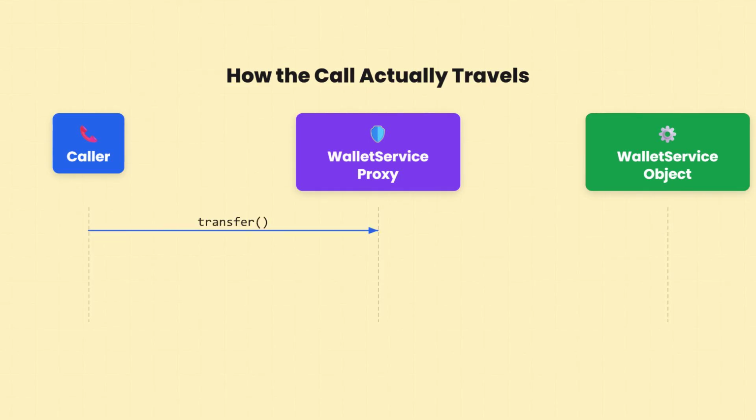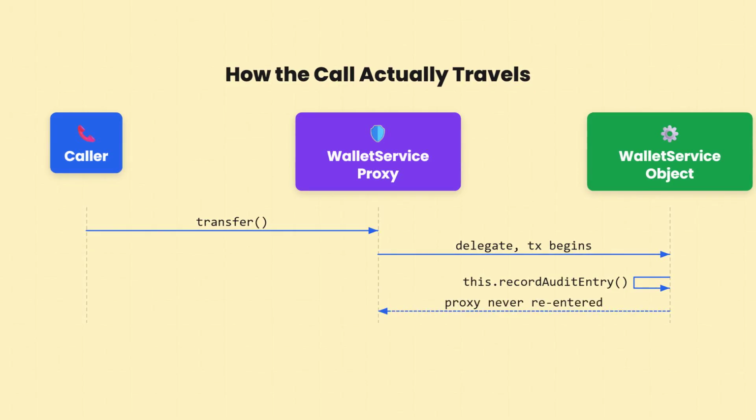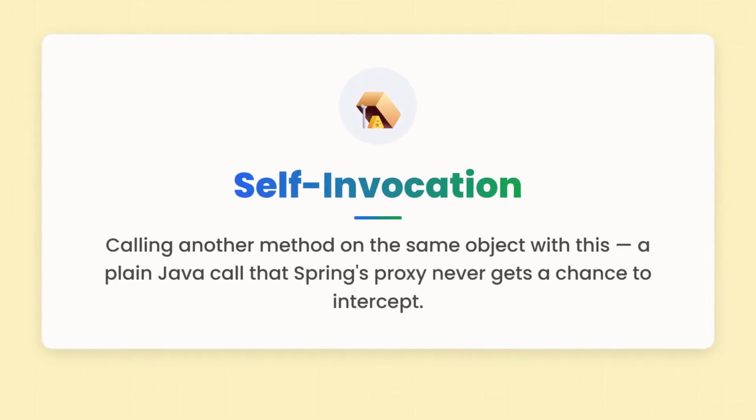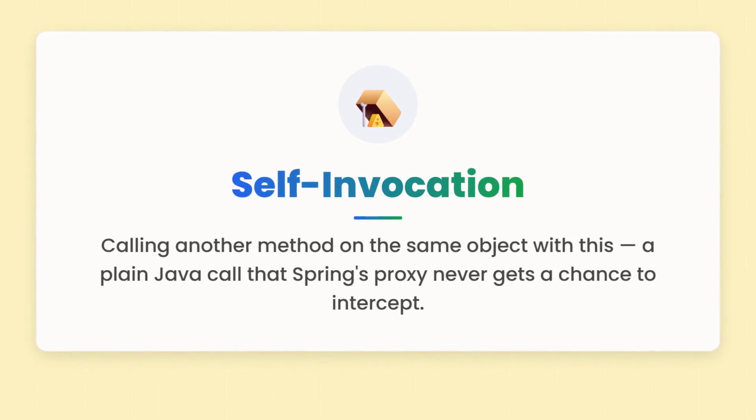The caller invokes transfer, and that call reaches Spring's proxy first, not the real object. The proxy opens a transaction, then hands off to the real transfer method inside the bean. Calling recordAuditEntry with this is a direct call on the current object. It skips the proxy entirely. Because the proxy is skipped, REQUIRES_NEW on recordAuditEntry is never triggered. This pattern has a name, self-invocation, an everyday call that Spring's proxy never gets to see.